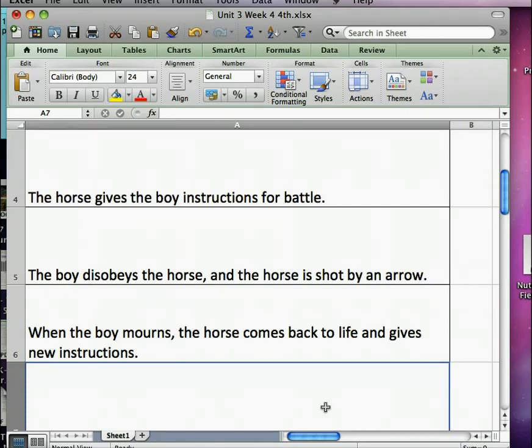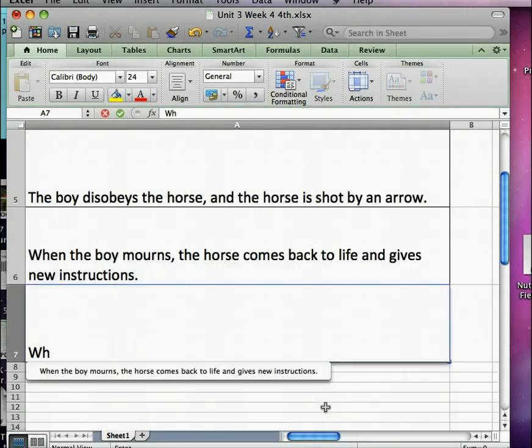Now I'm going to stop right there, okay? Now, the boy was given a herd of horses after he followed the new instructions for the horse. And he promises to use the horses to take care of his grandmother and others in need. That is going to be that last sequence.